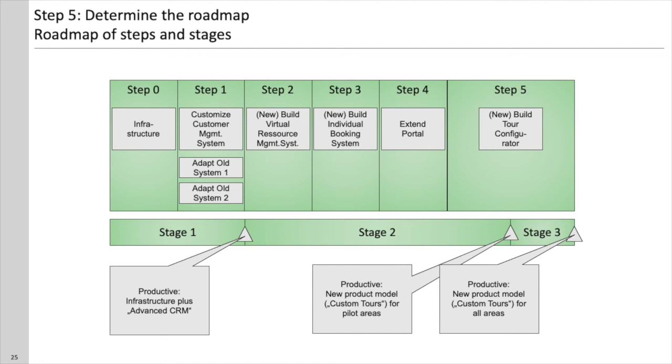So this then defines stage 2. This goes into production. So we not only have the advanced CRM, now we also have the new product model for custom tours, but we only have that for pilot areas. And then we can learn from that. We can minimize our risk costs. And stage 3 now takes all the rest, takes all the areas. And in this example, the optimum is with 3 stages and these steps that you see here.